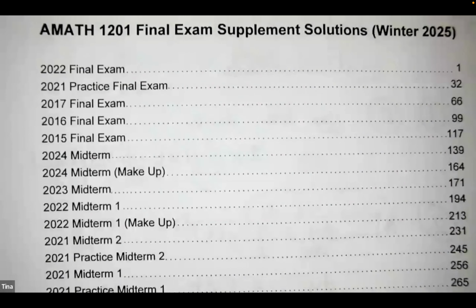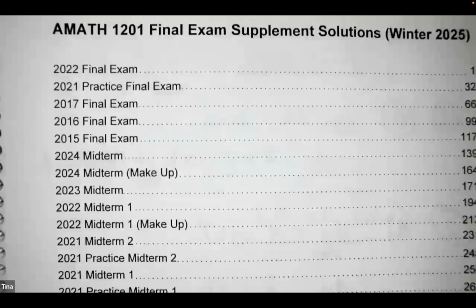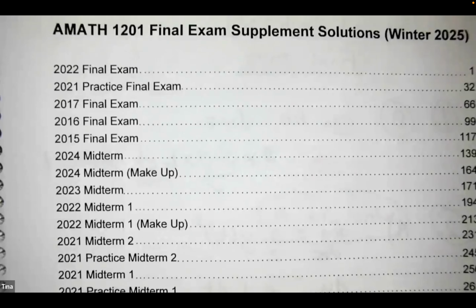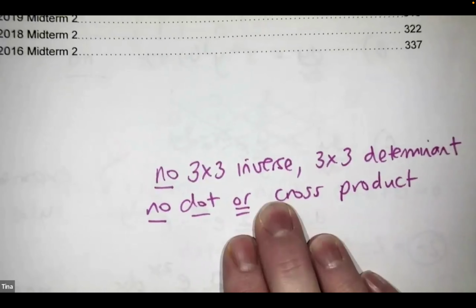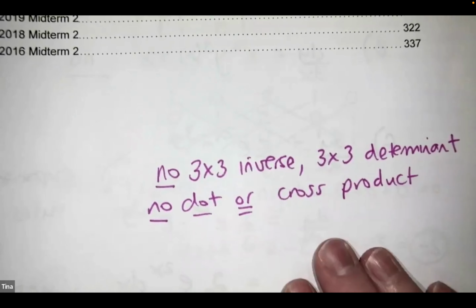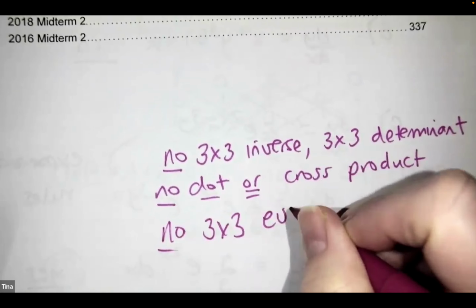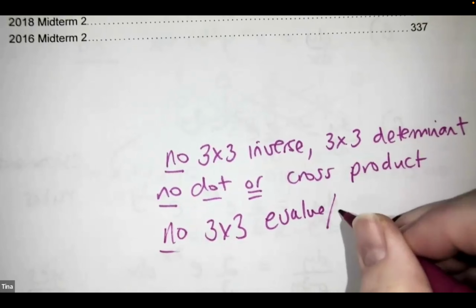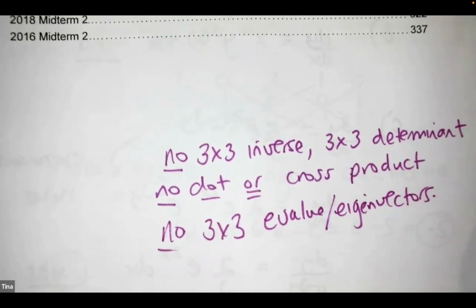So the solutions are here. You can see there are lots of finals, midterm 2s and midterm 1s. This course often used to have 2 midterms, so in the midterm 2s there's lots of good questions to try as well. And I put a little note: no 3x3 inverses, 3x3 determinants, no dot or cross. This would include no 3x3 eigenvectors, I guess is the hard part, right? So everything's more 2x2 oriented this year.